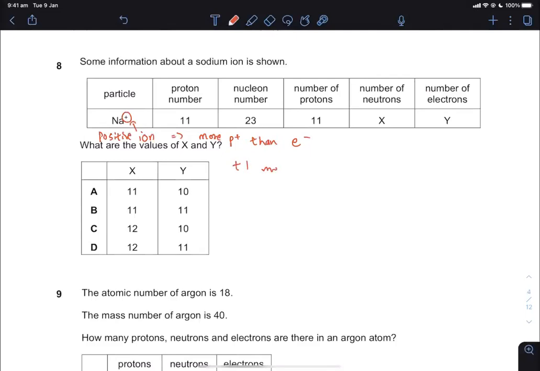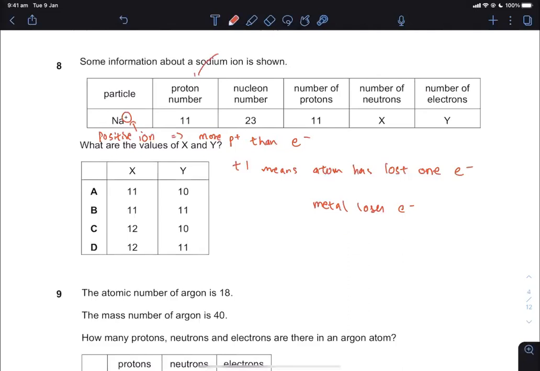Plus 1 means the atom has lost 1 electron. And this is a metal, so metals lose electrons, as you know. Metals are on the left-hand side of the periodic table.